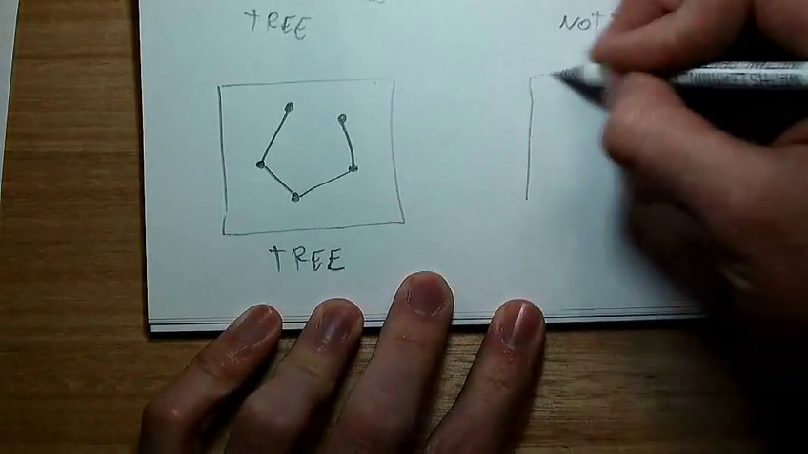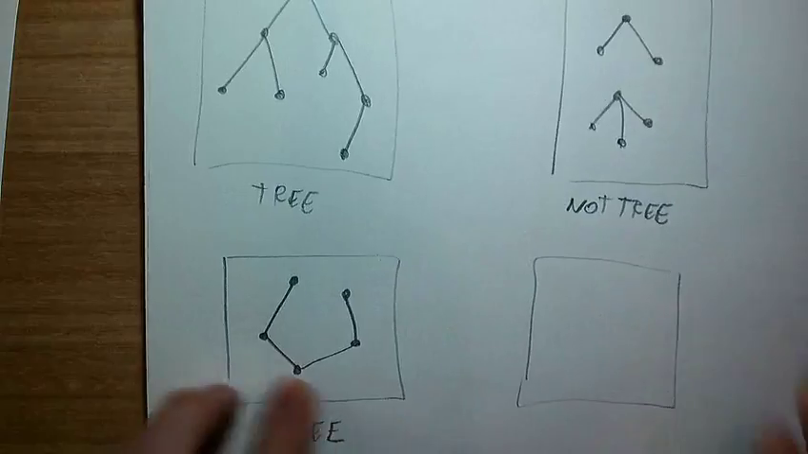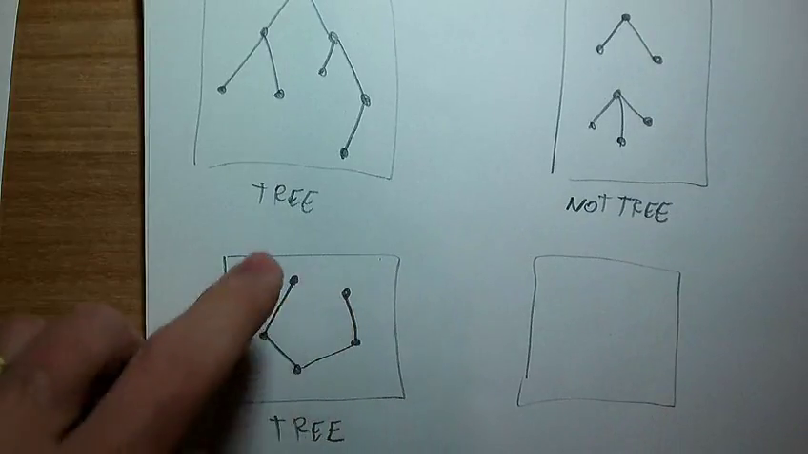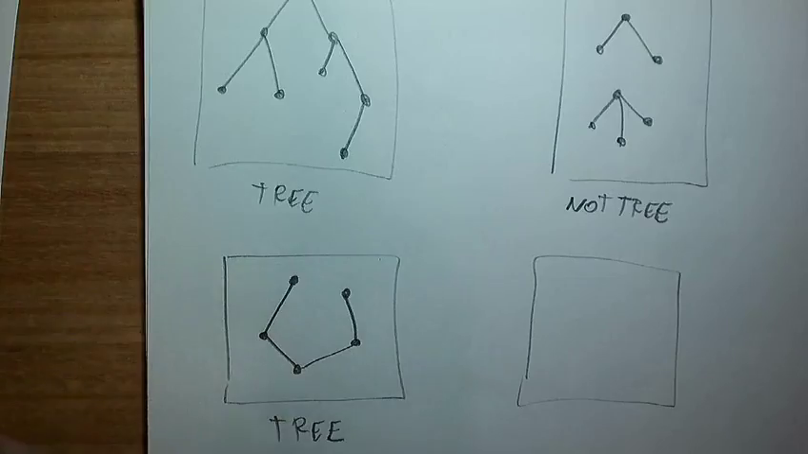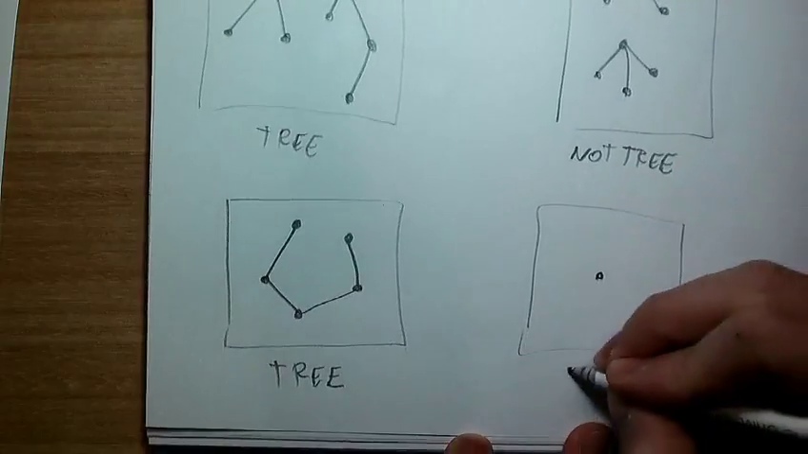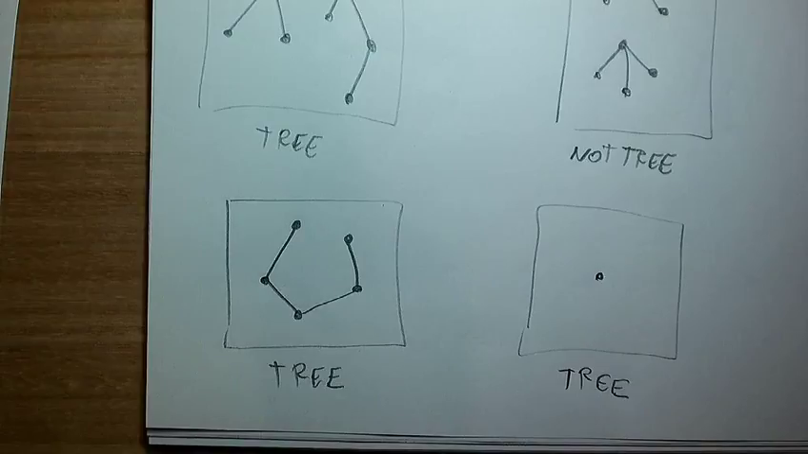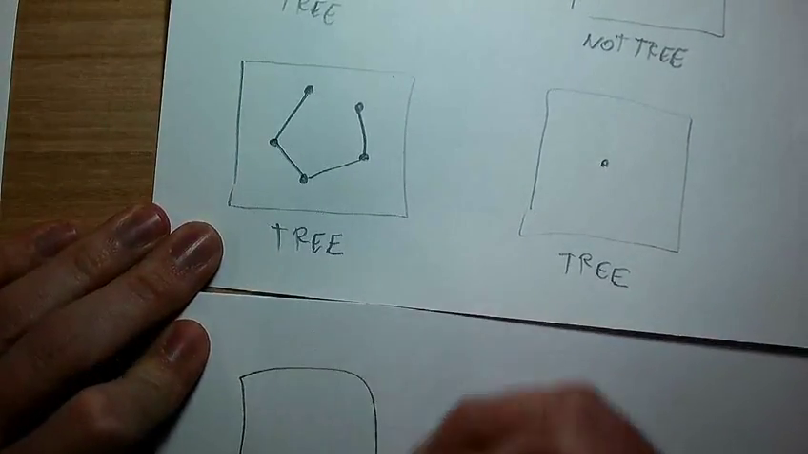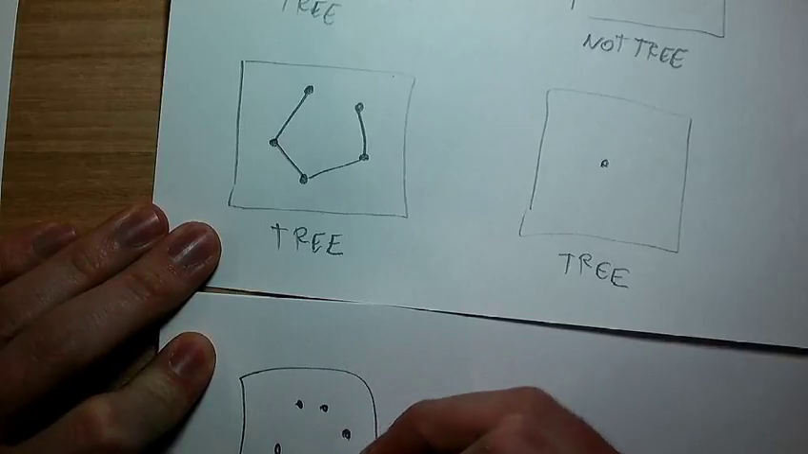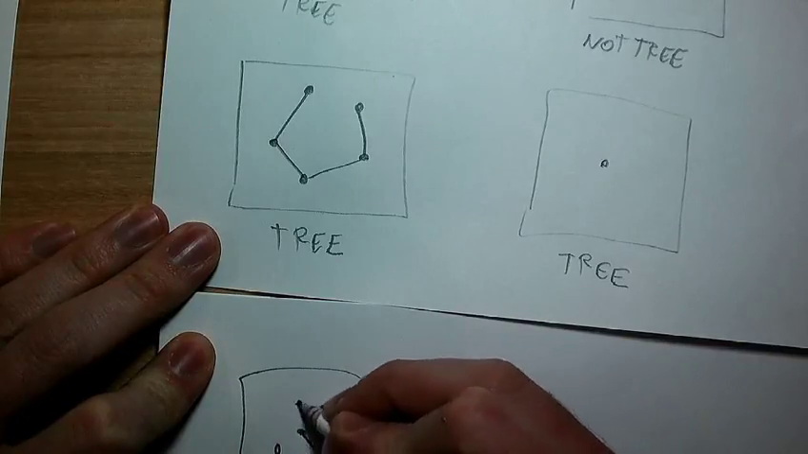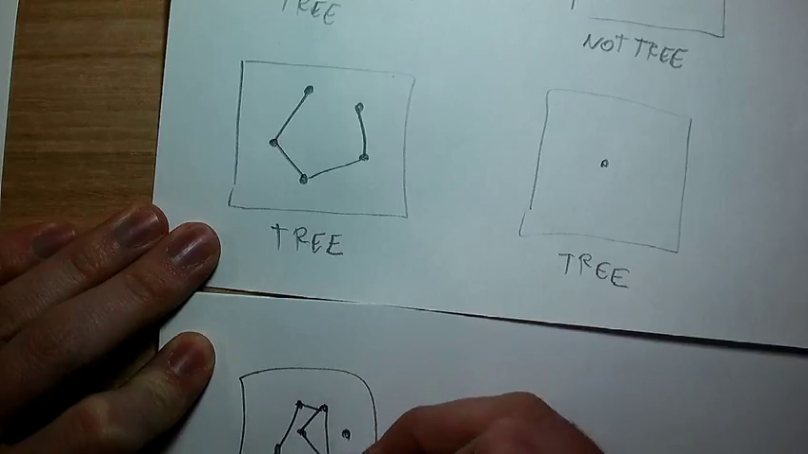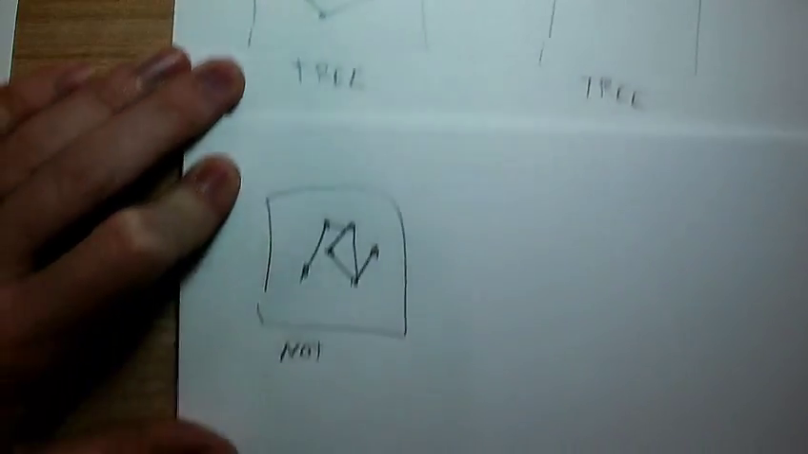And I'll go back to the definition. It's connected, and a cycle means that there's a way of going round and coming back to where you started, which there is not currently a way of doing. This is a tree. It doesn't actually have to have any branches to be a tree. And I suppose I should put one in that has a cycle. That's not a tree.